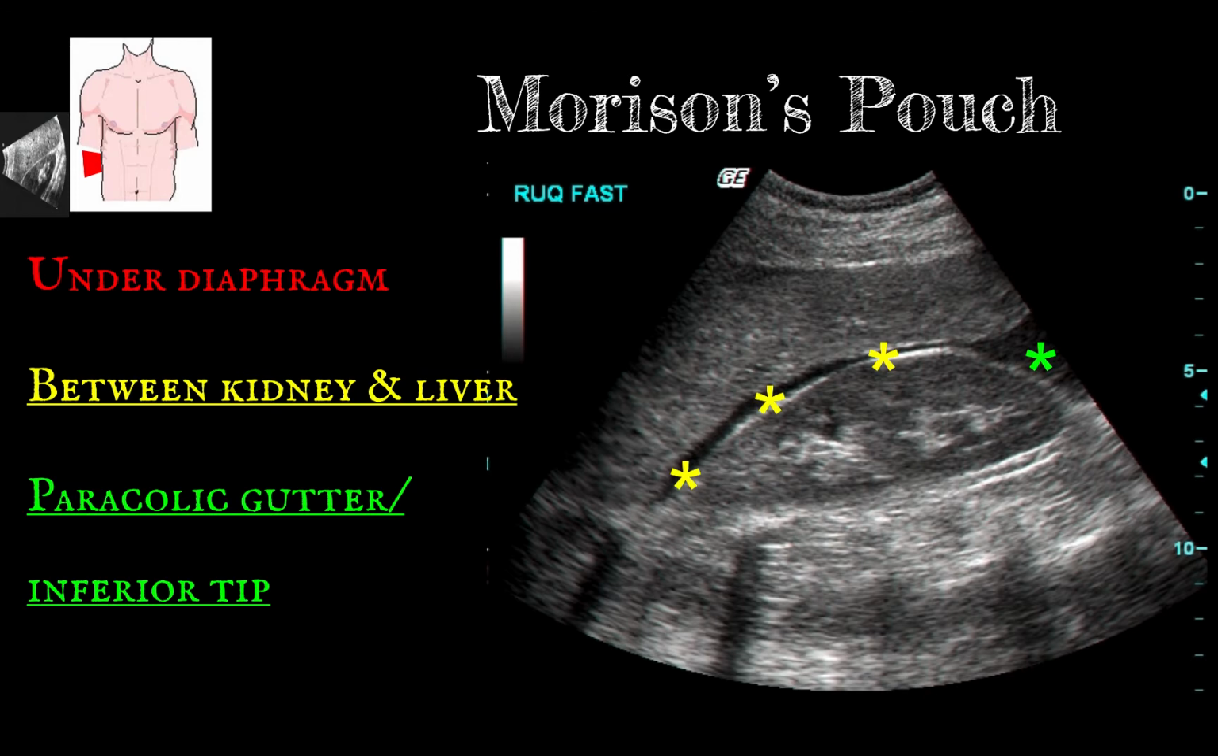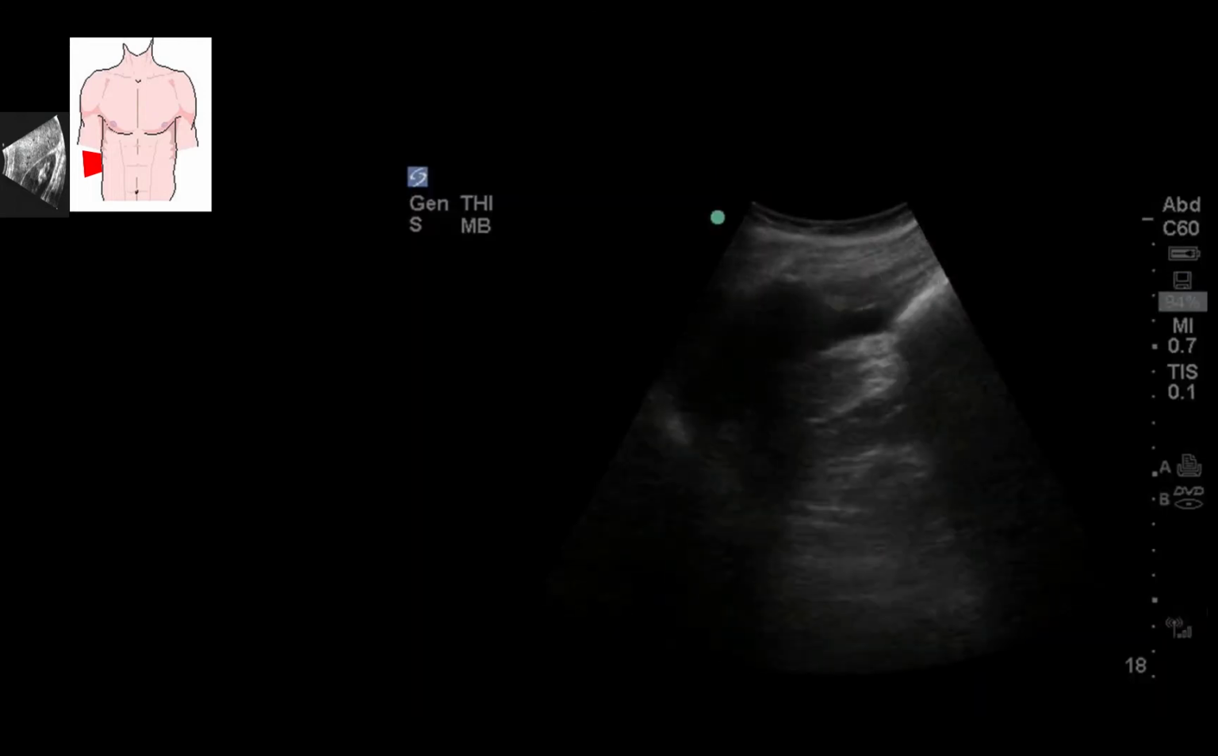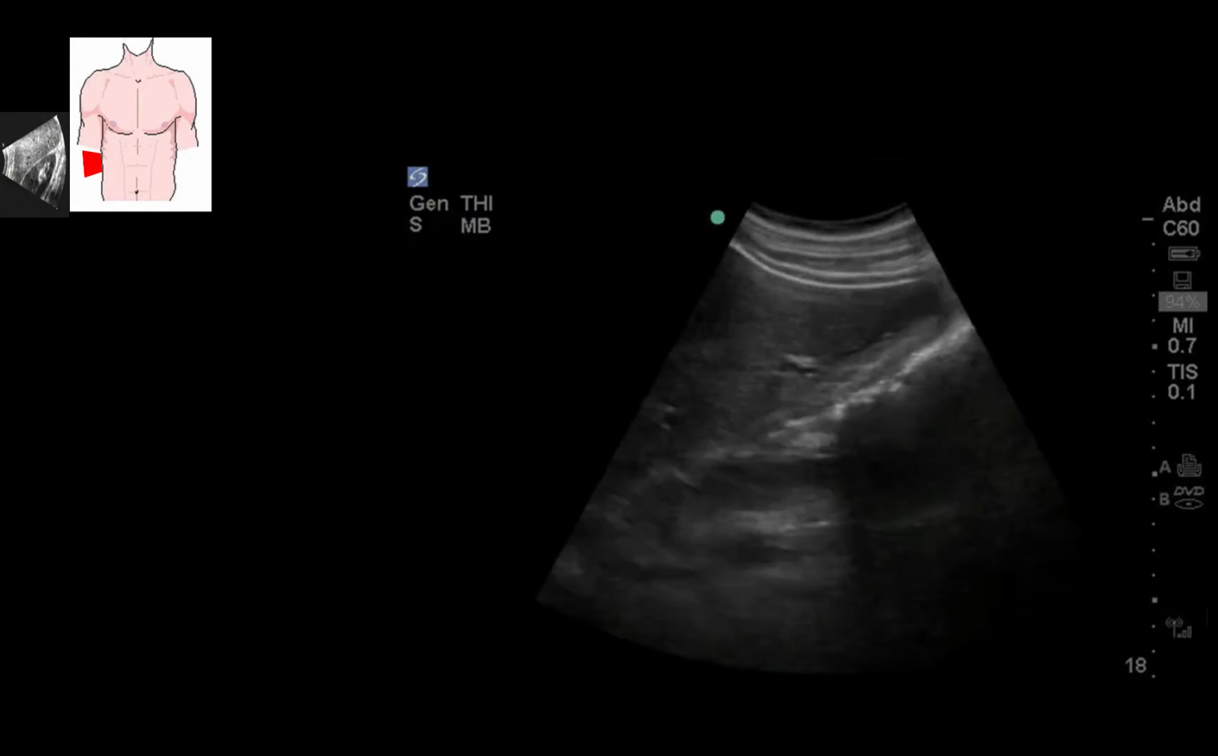Now, when you put the probe in that orientation, it's not enough to just hold the probe there. This is a dynamic exam, and you should fan or sweep through the entire posterior dependent portion, which is usually indicated by the location of the kidney.